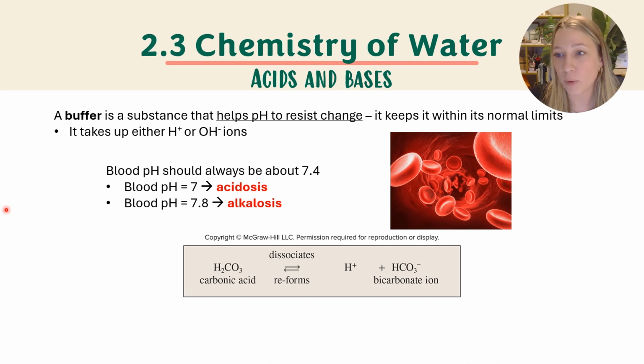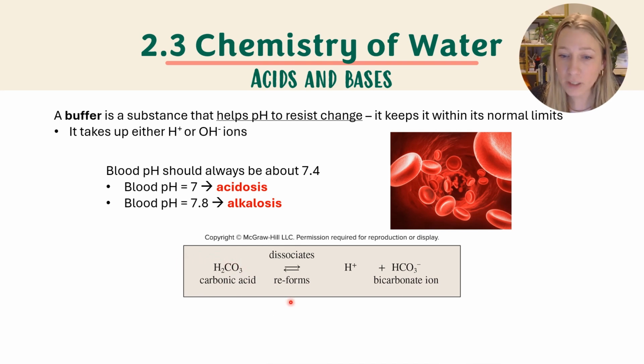So a great example of the way that buffers maintain homeostasis within our bodies is the bicarbonate buffer system, which exists in human blood. So we don't want our blood to become too low of a pH or too high of a pH. If blood starts to become too acidic, bicarbonate is going to bind with excess hydrogen ions to form carbonic acid. Here we see carbonic acid, bicarbonate ion.